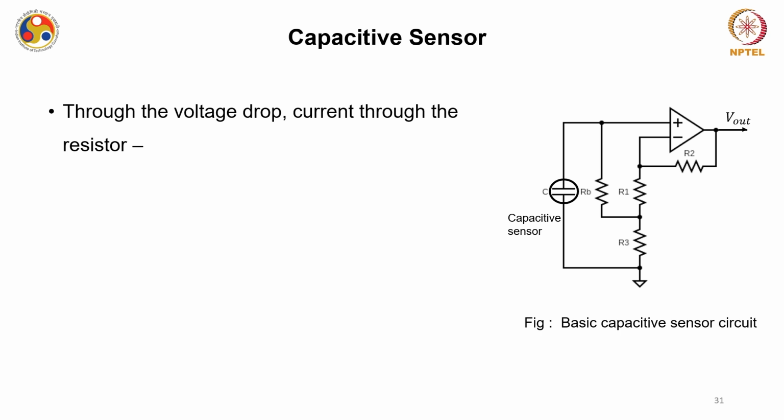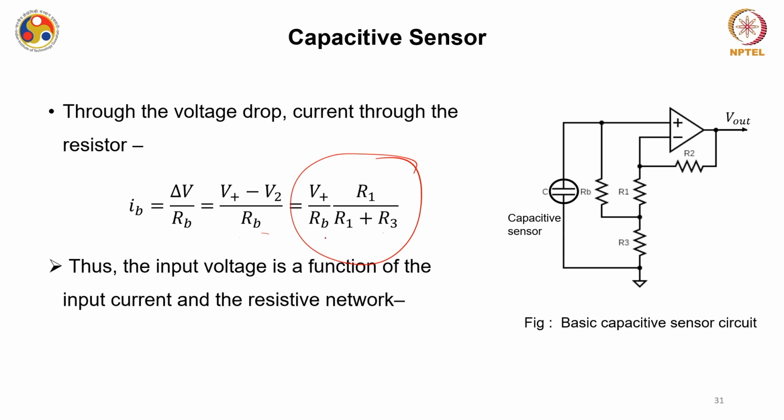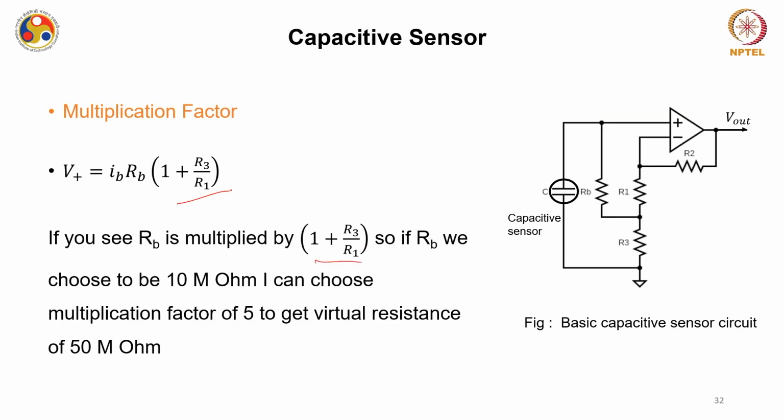Through the voltage drop, the current through the resistor can be calculated as (V positive minus V negative) by RB, or this value IB can be given as R1 by (R1 plus R3) into 1 by RB. Therefore, the input voltage is a function of the input current and the resistive network. So V positive can be written as IB into RB into (1 plus R3 by R1), and this is very important. If you see this equation, RB is multiplied by (1 plus R3 by R1).